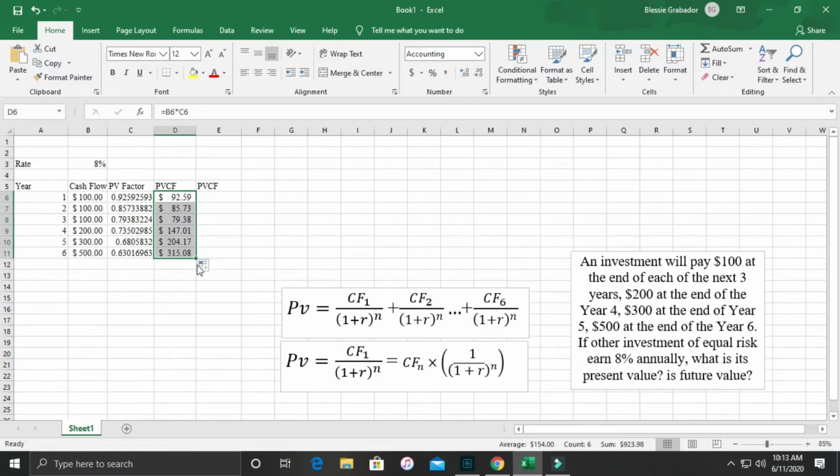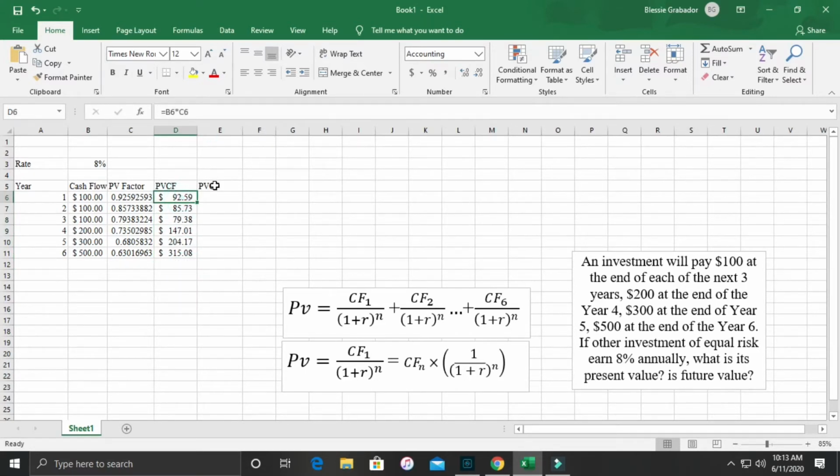So for the first year, we got $92.59. For the second year, we have $85.73. And for the third year, $79.38. For the fourth year, we have $147.01. For the fifth year, we have $204.17. And for the sixth year, we have $315.08.